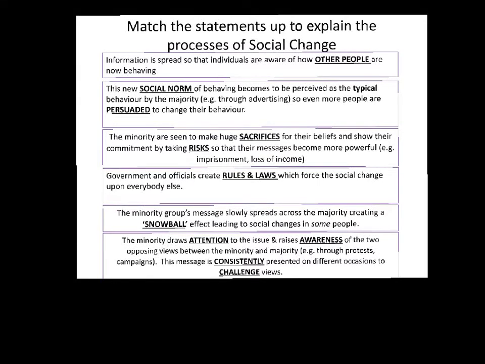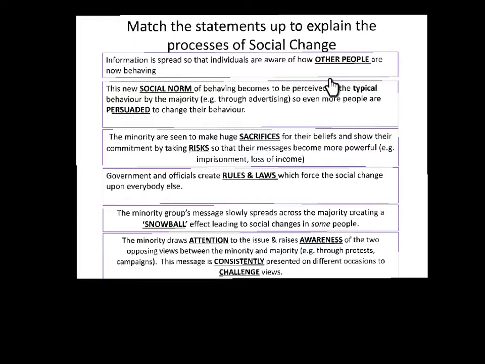Okay, so now we've had the introduction to what social change is, and you've listened to a couple of examples. It's now time to start to get into the material that you would actually include in your exam. So in the exam, you would be asked to explain the processes involved in social change. So you can see that up there, okay?